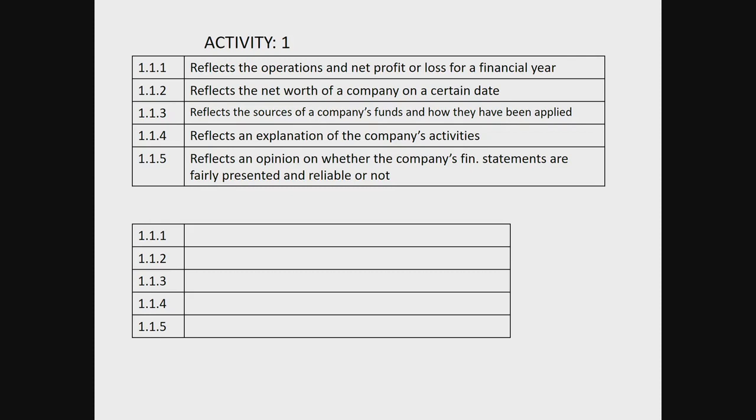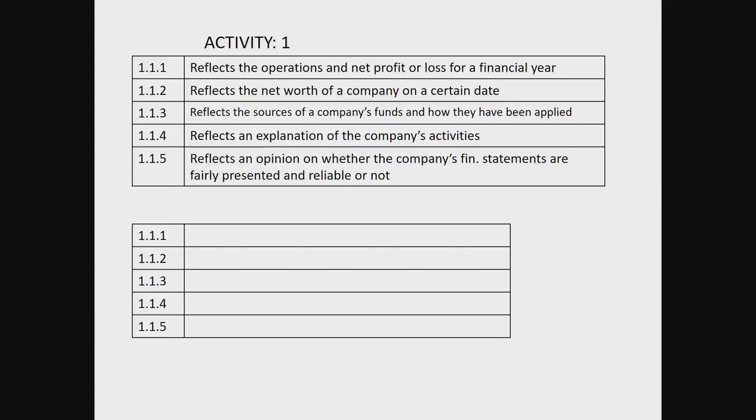But in this case, you have a word bank where you have your income statement, your balance sheet, your director's report, your auditor's report, and then you have to identify. Okay? So if you look at 1.1.1, it is which of those items above reflects the operations and the net profit or the loss for a particular financial year. As we know from grade 10 already, when we're looking at the net profit or the net loss, that answer should be from your income statement. So 1.1.1 will then be your income statement.